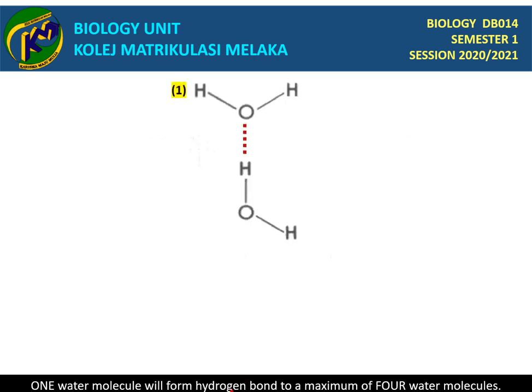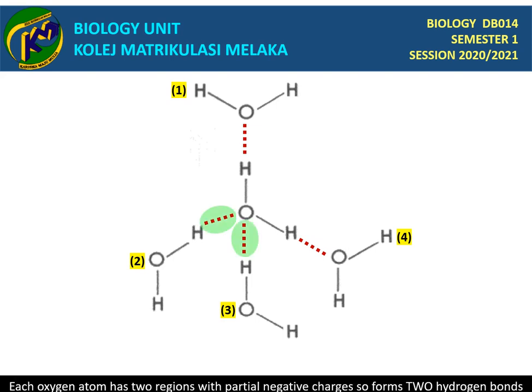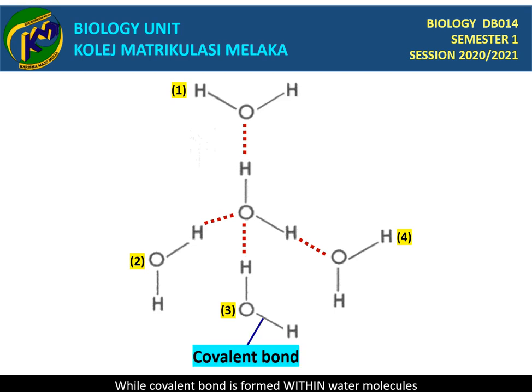Each water molecule is able to form four hydrogen bonds with another four H2O, where hydrogen atoms are able to form one hydrogen bond and oxygen atoms are able to form two hydrogen bonds with another two water molecules. Remember that a hydrogen bond is indicated by dotted lines and is formed between water molecules, and a covalent bond is found within a water molecule.